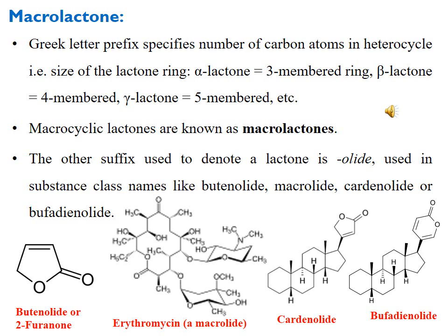The third example is cardenolide. You can see at the top of this molecule structure there is a butenolide, which is further substituted by a steroid moiety, and so this is named cardenolide. Similarly, bufadienolide also involves a steroid-type structure which is substituted on a 6-membered cyclic ring bearing 2 double bonds. So in the name we are also using diene for 2 double bonds, and overall this molecule is named bufadienolide for this lactone structure.